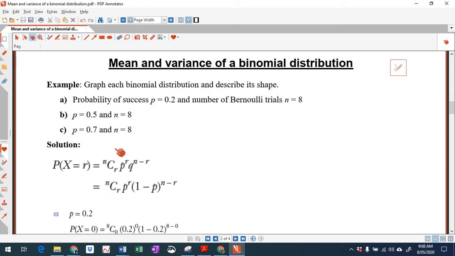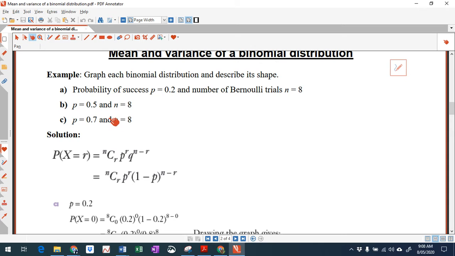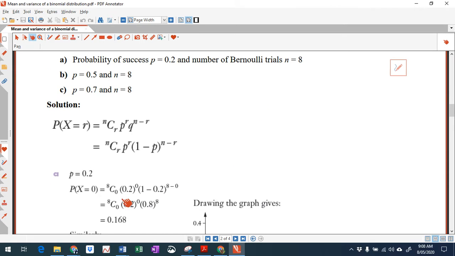Remember we looked at this for the binomial distribution formula. We can define it in terms of P and Q, where P is the probability of success and Q is the probability of failure, or we can define the formula purely in terms of the P variable. For part A, we're told P is 0.2 and that there are 8 Bernoulli trials. Starting off with X equals 0, subbing that into the formula, we get 0.168.